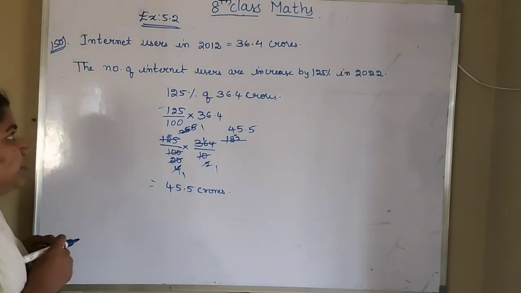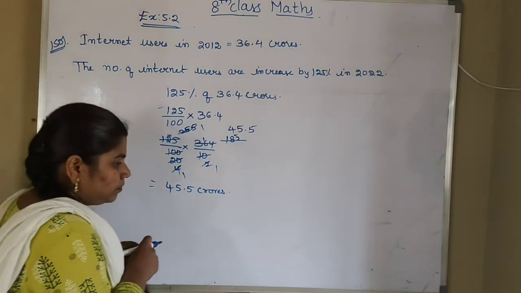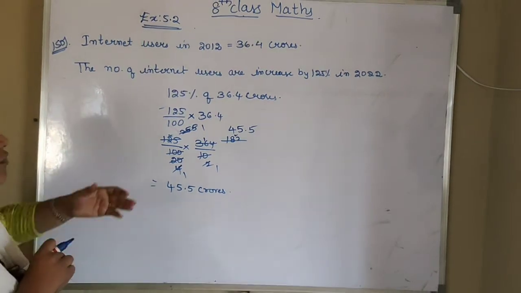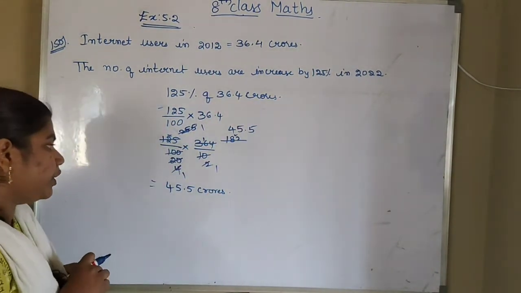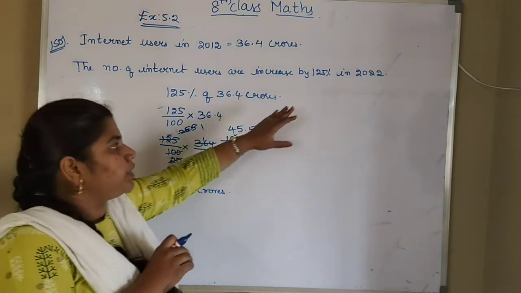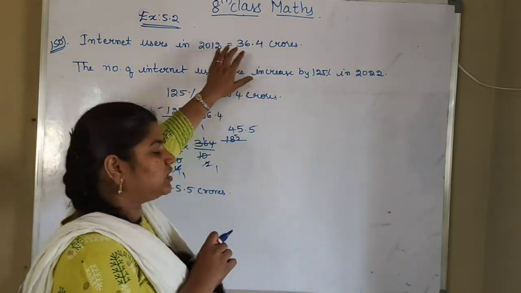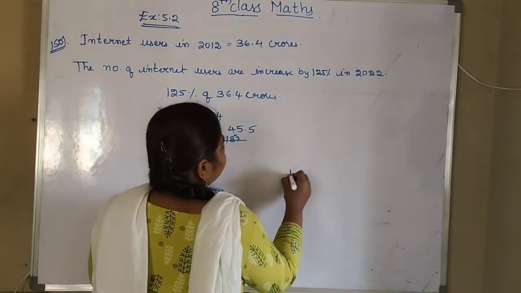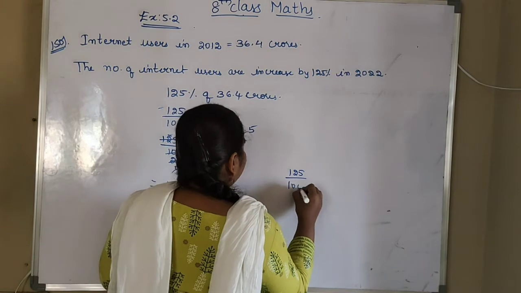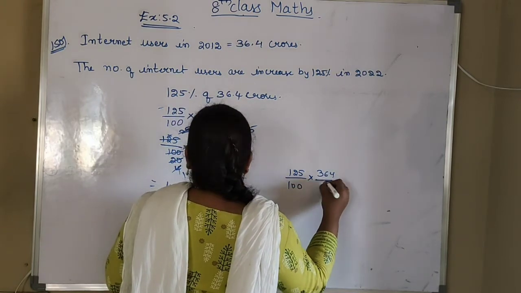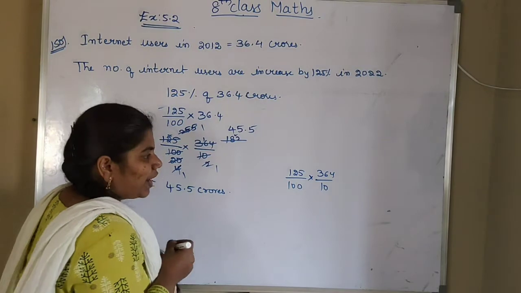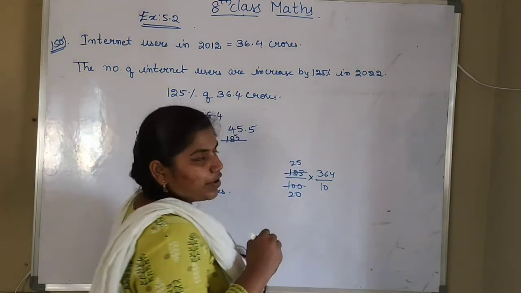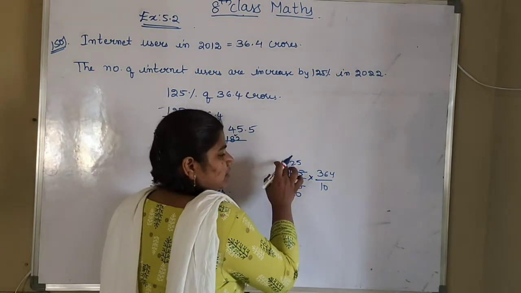Okay, so that means 36.4 crores, 125% of 36.4 crores is how much? That will be 45.5 crores. So 125% of 36.4 crores is how much? 45.5 crores. Again you see this cancellation I am doing here. 125 by 100 into 364 by 10. So I am cancelling it with the 5 table. 5 20s are 100, 5 25s are 125. Okay, in this case I have cancelled in the 5 table.